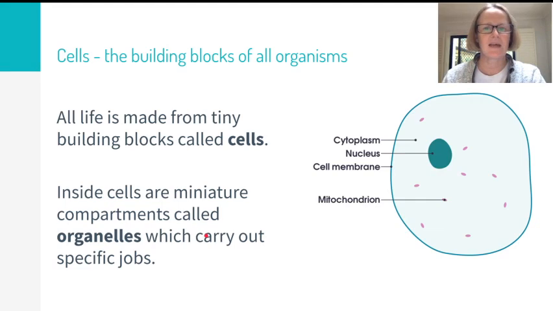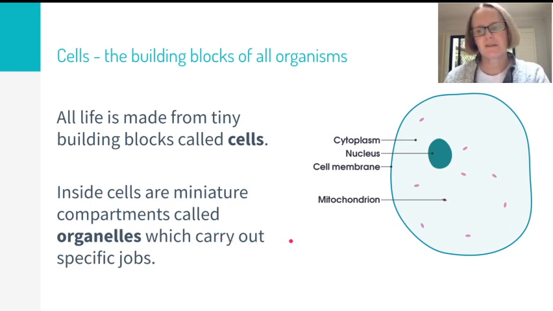So if we have a look at this picture here, this is a very simplified diagram of the main bits inside a cell. So all life is made from tiny building blocks like this called cells. Now this is a diagram of an animal cell, and it has certain features that allow me to see that it's an animal cell and not a plant cell, for example. And you'll have opportunity to research plant cells and also study them later on in the year. So let's have a look at this animal cell and the features that it has.